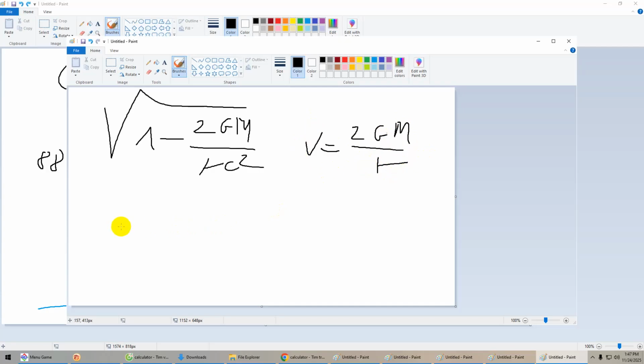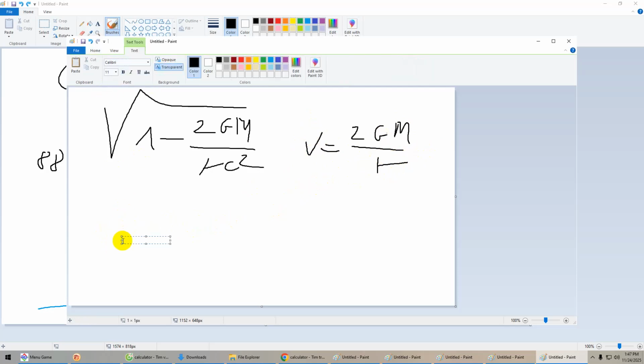This velocity here, this formula changes from escape velocity. The meaning of this formula is changing from being escape velocity to capture velocity. But this is wrong. Actually, it must change from escape velocity to final velocity.